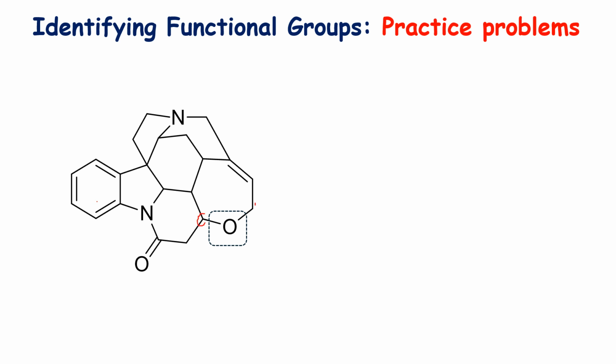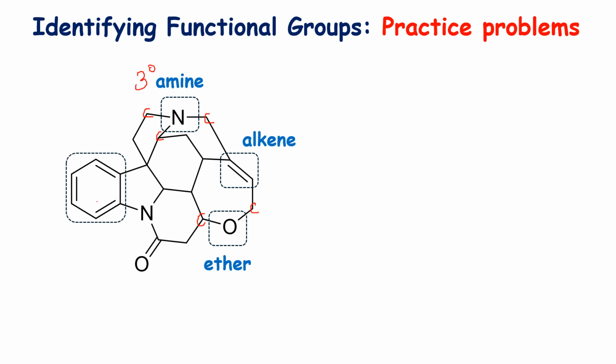Oxygen single bonded to carbon on both sides is ether. Carbon-carbon double bond is alkene. Nitrogen is amine, but the nitrogen is directly attached to 3 carbon, making it a tertiary amine. Here benzene ring. And next is carbonyl with nitrogen. Carbonyl with nitrogen is an amide, but this amide is a part of the 6-membered ring. So I can say that it's a cyclic amide, and cyclic amides are lactams.